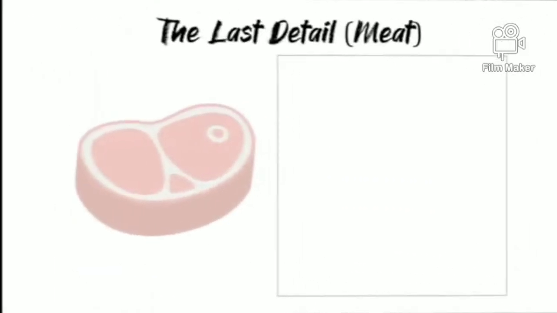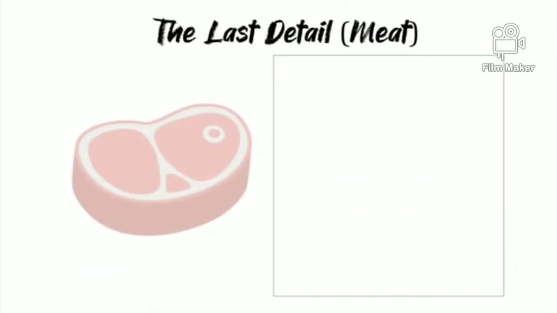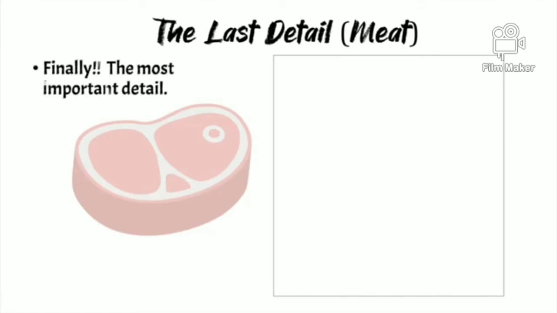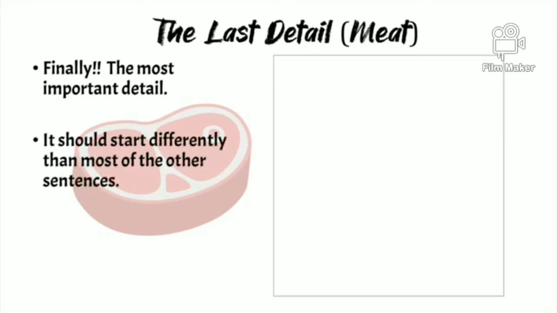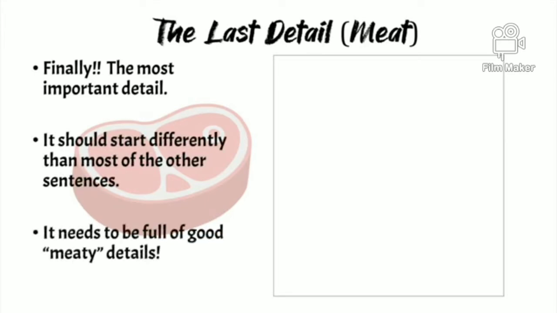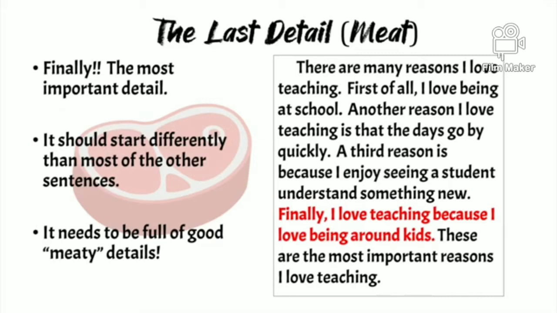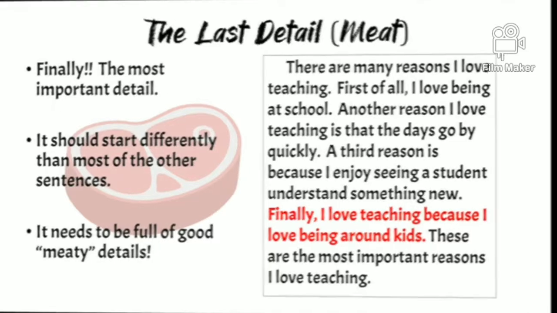Okay. The last detail, that's the meat. The meat. Finally, the most important detail. It should start differently than most of the other sentences. And it needs to be full of good, meaty details. Like in the example. Finally, I love teaching because I love being around kids. That's the last detail and the most important one.